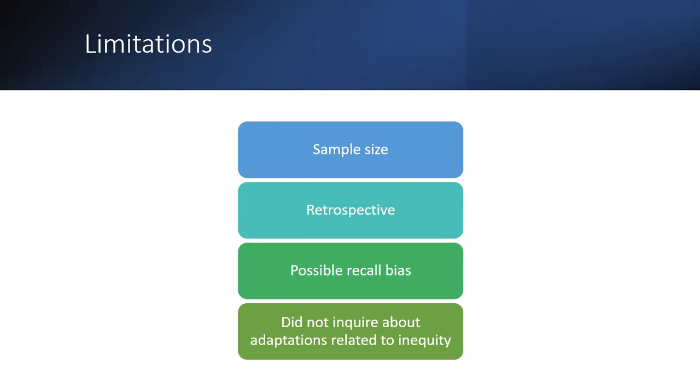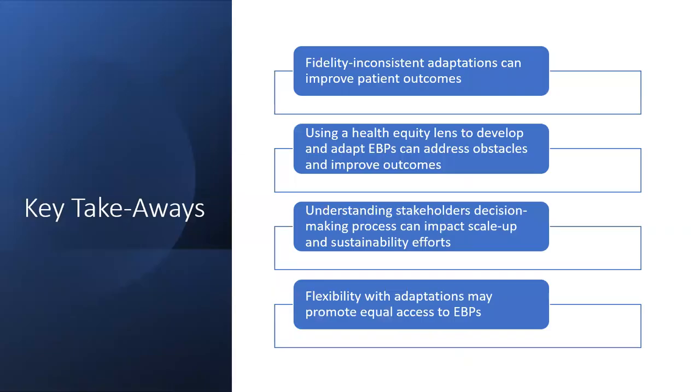During the original study, they also asked teams to recall adaptations 2 years after the initial training and implementation. So there could have been some recall bias. They might not have remembered specific details about the process and the reasons for the adaptation that they made. And also during the initial interviews, they did not specifically ask the teams to describe the modifications made to the intervention to address inequities, which if they had, it could have revealed additional adaptations that were made to promote equitable implementation.